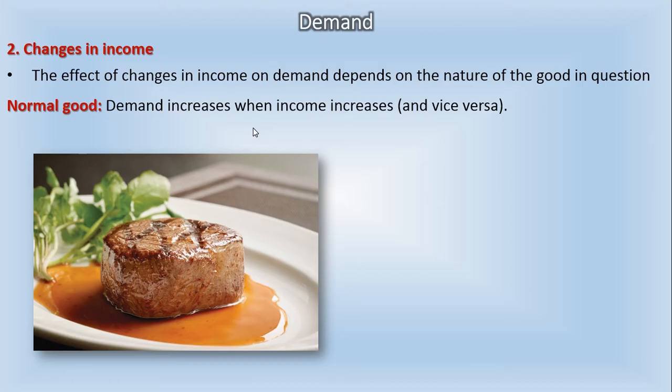So here you see a fine cut of meat, right? Not everybody eats meat, but if you're a meat eater, it's likely that as your income goes up, you're going to buy finer cuts of meat, versus if your income goes down, you're going to buy not as great cuts of meat. So that's a normal good.